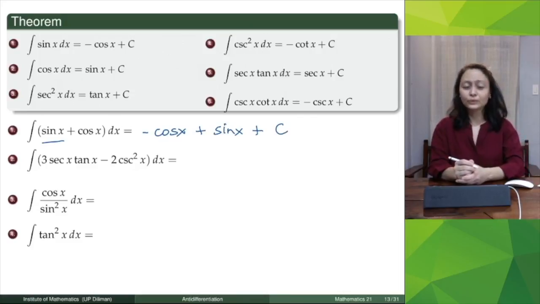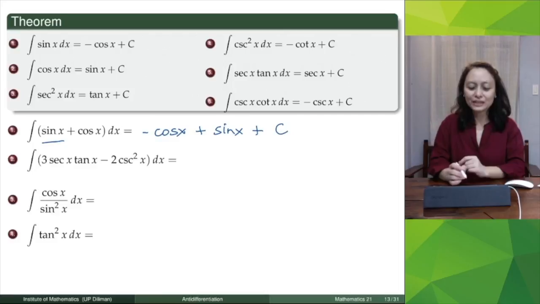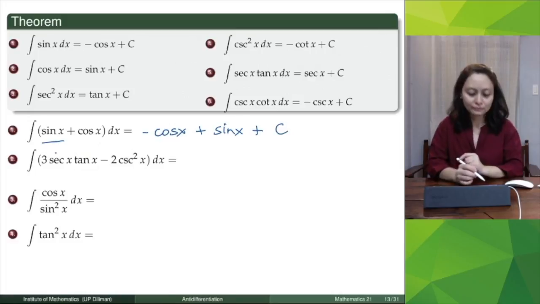Okay, to check kung tama yung antiderivative niyo, kunin niyo na lang ulit yung derivative ng sagot. Derivative ng negative cosine ay negative of negative sine, so magiging positive sine. Derivative of sine is cosine. Derivative of the constant is zero, so tama.